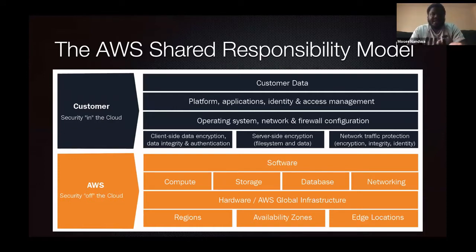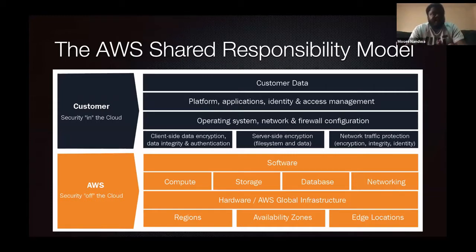So client-side data encryption, data integrity and authentication, server-side encryption, network management, so encryption. I can't see this very well. The last point over here, on network traffic, you're totally responsible for that. So that's the AWS shared responsibility model. And from here, we can see what we need to do, like which responsibilities do we have?